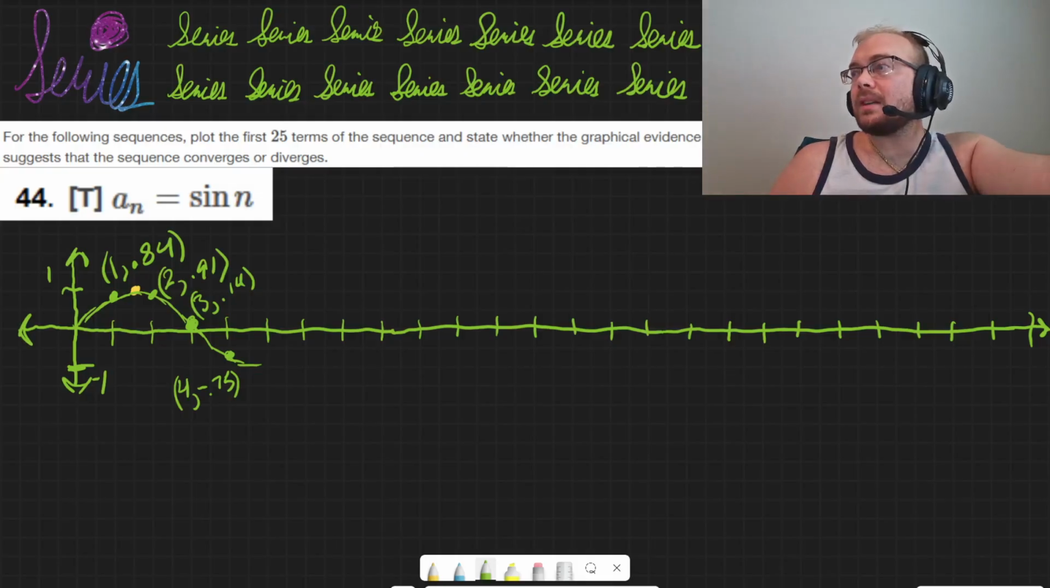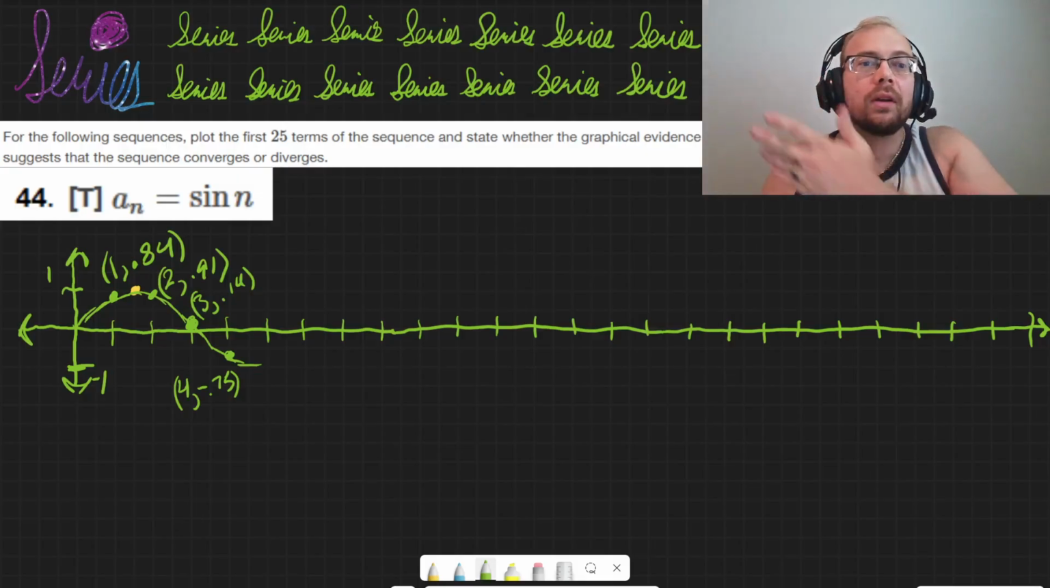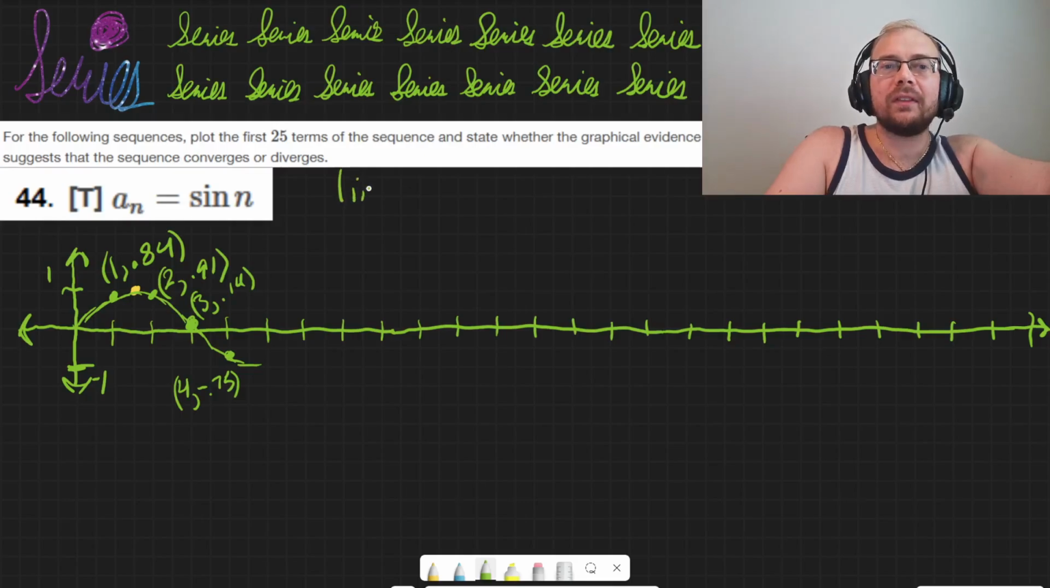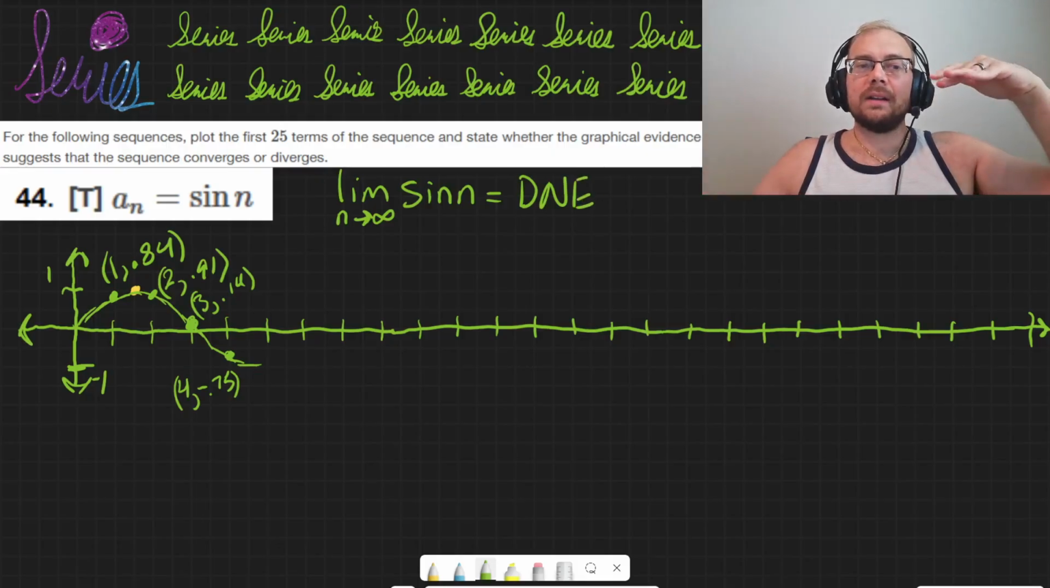So yeah, you would just plug in all these values, and it's a sine wave, so it's never going to stop waving. It's going to keep waving over and over and over. And we're saying whether the sequence converges or diverges. So another way to ask that question is to say, what's the limit as n goes to infinity of a sub n, aka sine of n? And the answer is, of course, D and E, or does not exist. Because it never levels off anywhere.